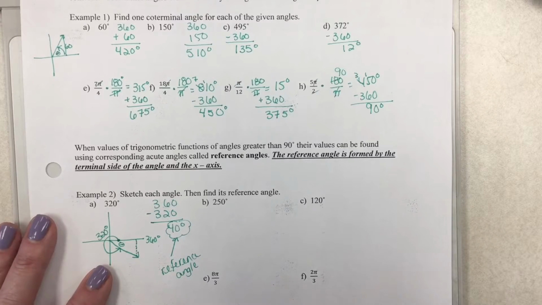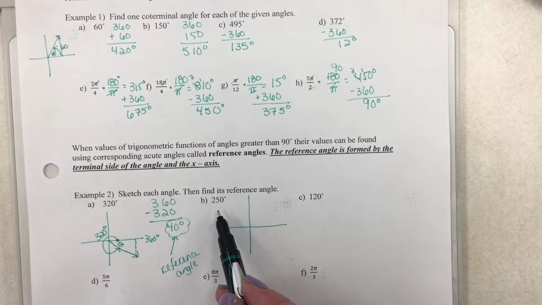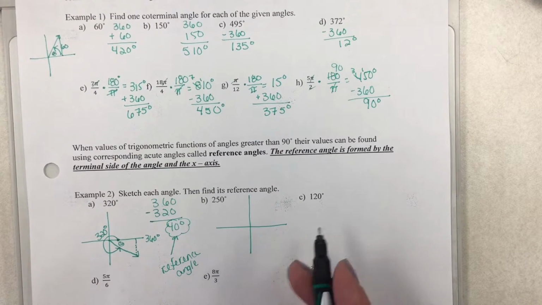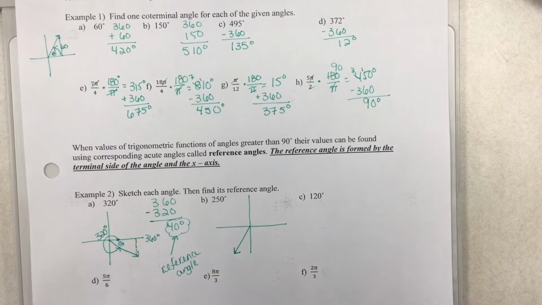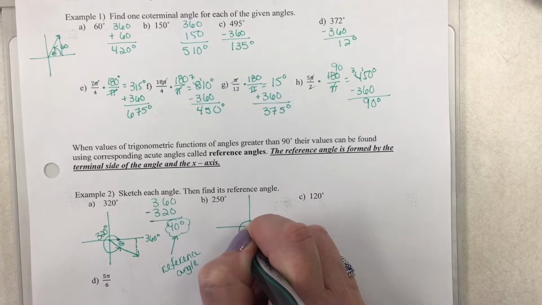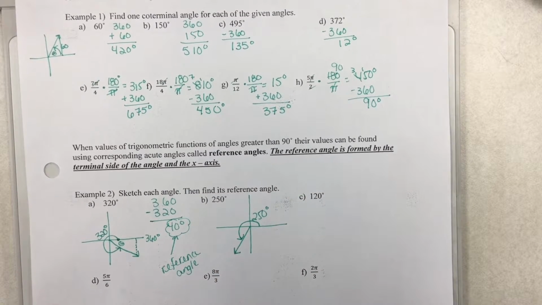Let's look at B. First thing I need to do is locate where 250 degrees is on my unit circle, approximately. Which quadrant? 250. The third quadrant. And knowing that this is 270 down here, I'm going to come out here, and I know that that is 250 degrees. We start at the initial side, the x-axis, and I rotate down.